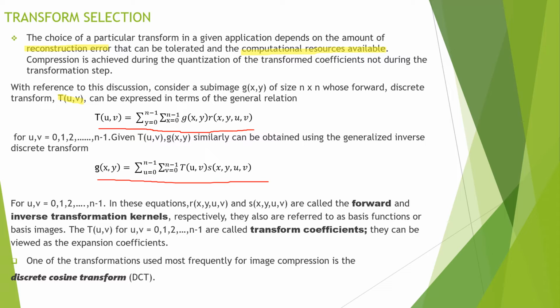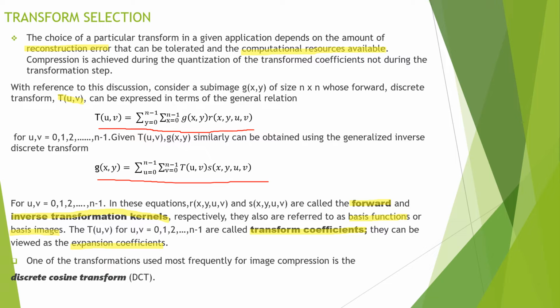In these equations, r of x comma y comma u comma v and s of x comma y comma u comma v are called the forward and inverse transform kernels respectively. Means r of x comma y comma u comma v is called the forward transform kernel, whereas s of x comma y comma u comma v is called the inverse transformation kernel. These are also referred to as basis functions or basis images. So the T of u comma v, for which u comma v equal to 0 to n minus 1, is called the transform coefficient. They can be viewed as the expansion coefficients.